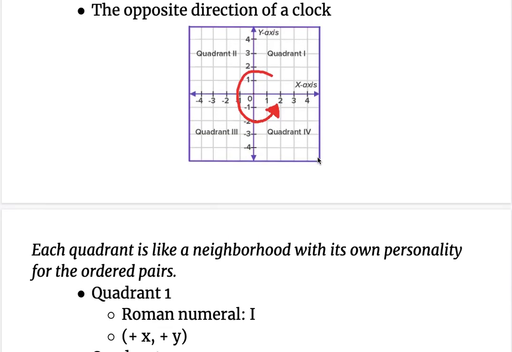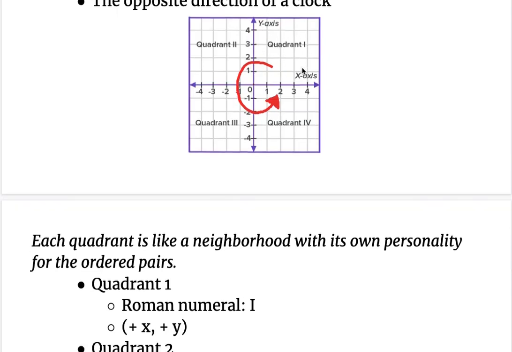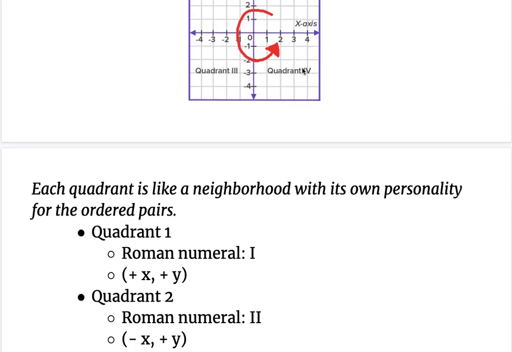So Quadrant 1, which is the Roman numeral of just an I, those ordered pairs are only positive x's and y's. So if I plot a point here, it's positive for the x's and it's positive for the y's. So those are positives for both x's and y's. For Quadrant 2, there are negative values for x and positive values for y.